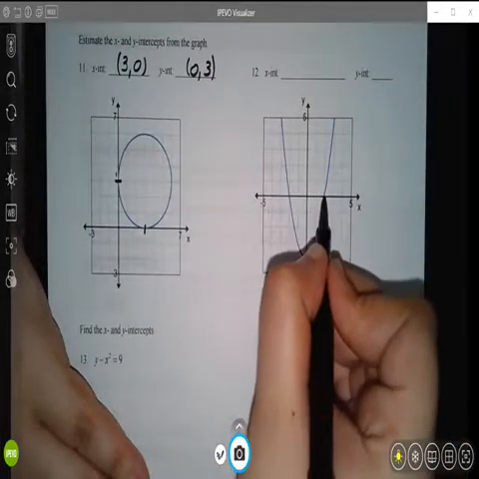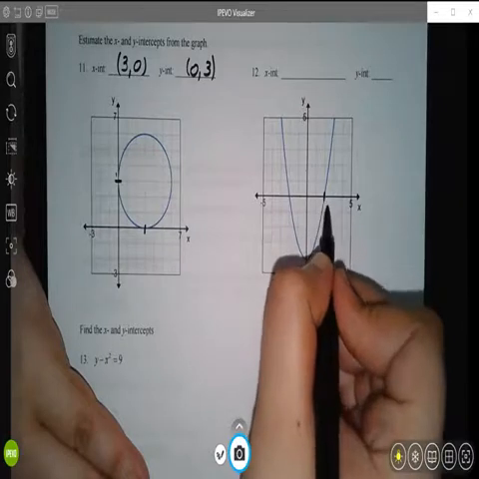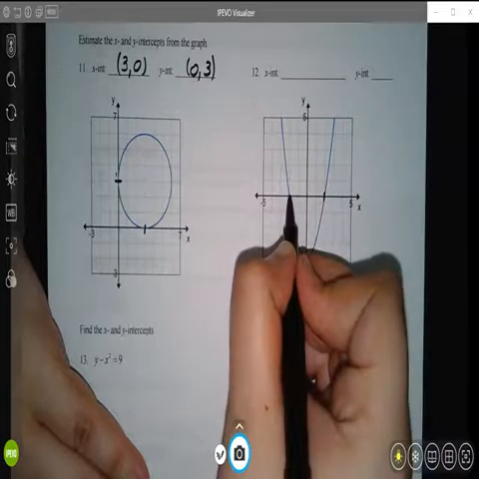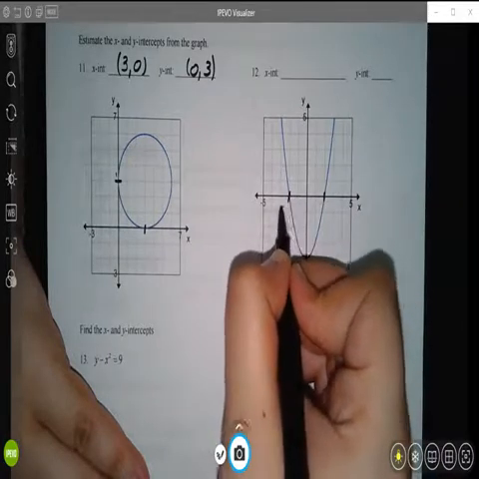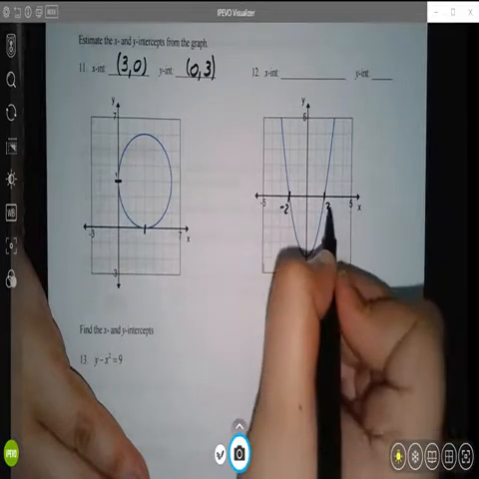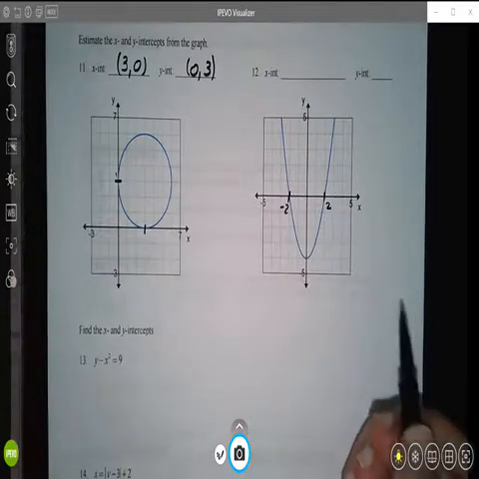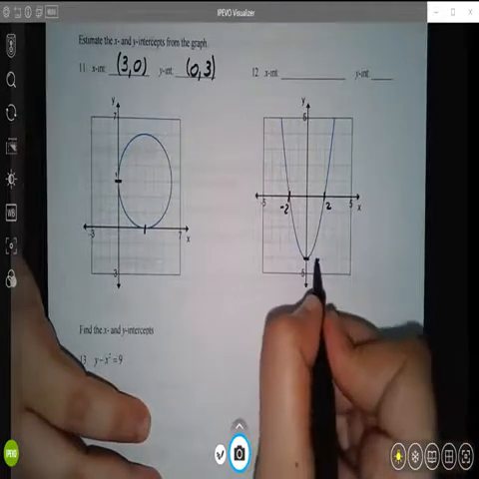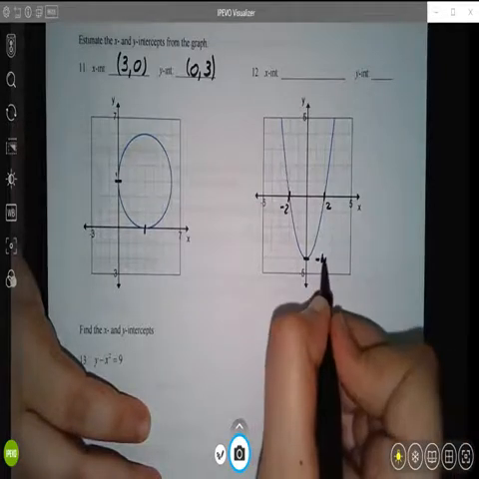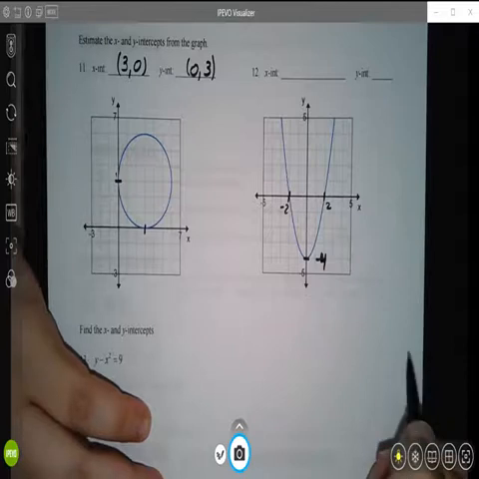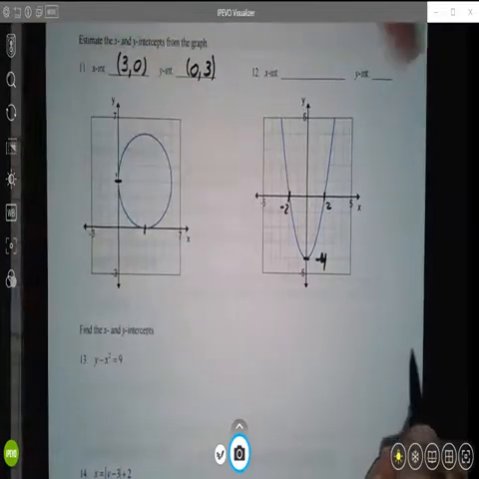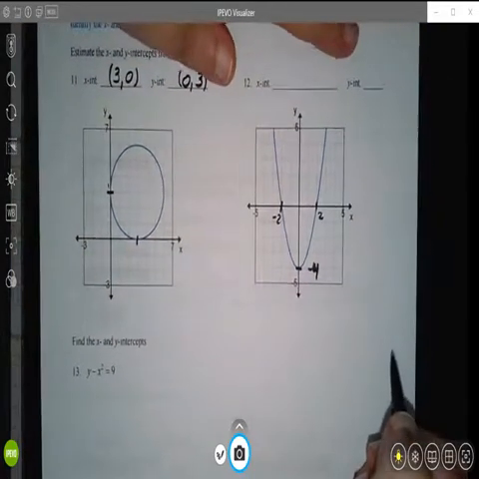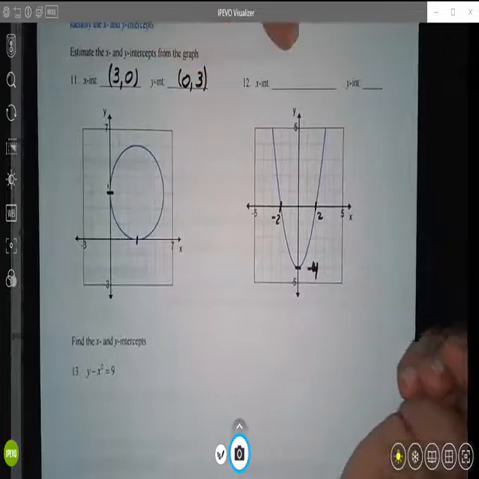So we have 1, 2. This is 2. And 1, 2. This is negative 2. Negative 2 and 2. Okay. So, oh, and when you go down, you have 1, 2, 3, 4. This is negative 4. I just wanted to make the values clear for you. So can you guys give me the answers? What are my intercepts for x?